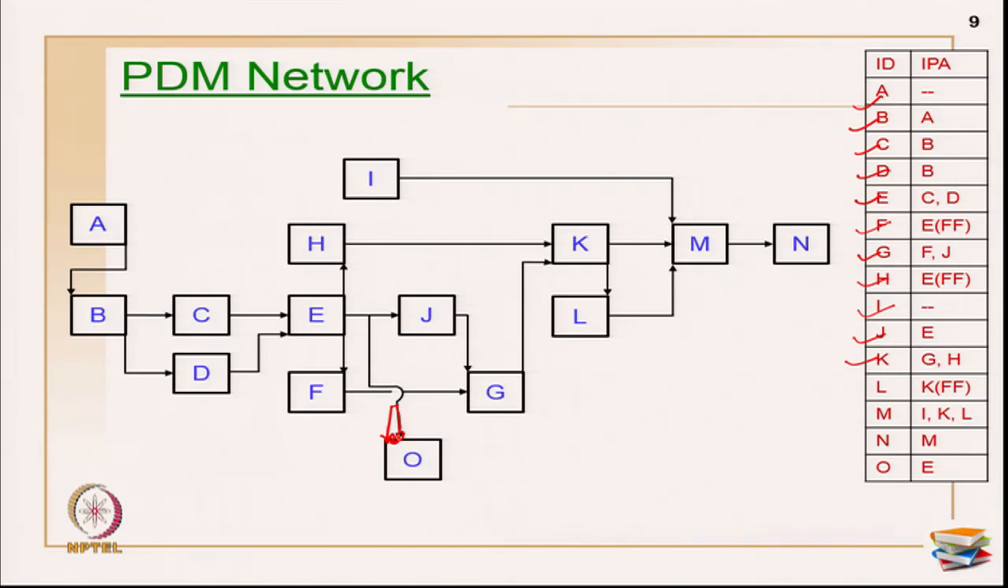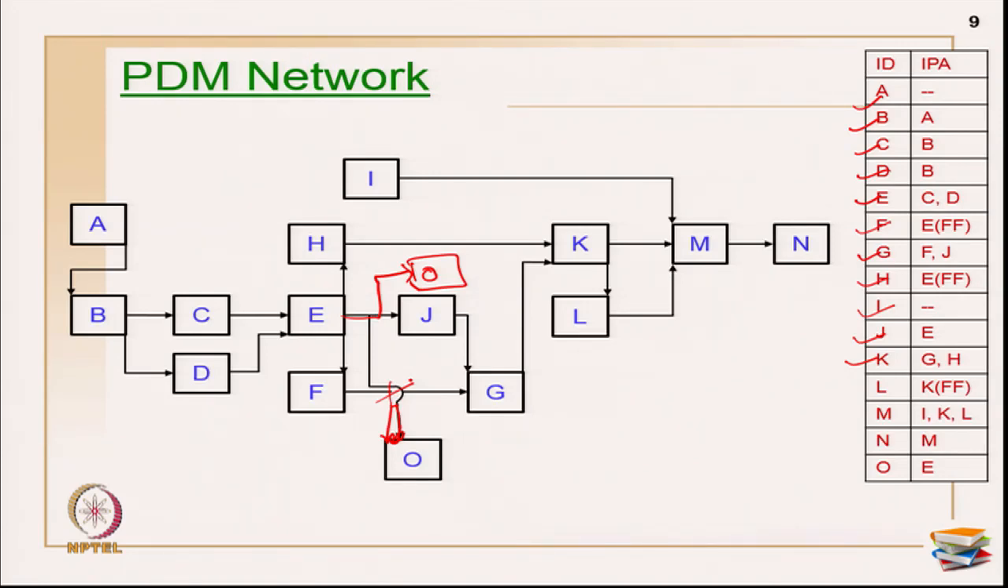If you see here, follow some pattern and, as far as possible, try to avoid crossing over of arrows. This O could have been drawn here, okay, leaving a space on either side, so that this crossing over can be avoided. Okay. That is one suggestion.